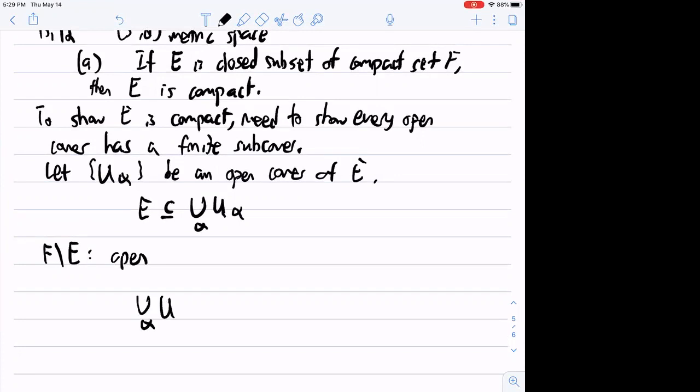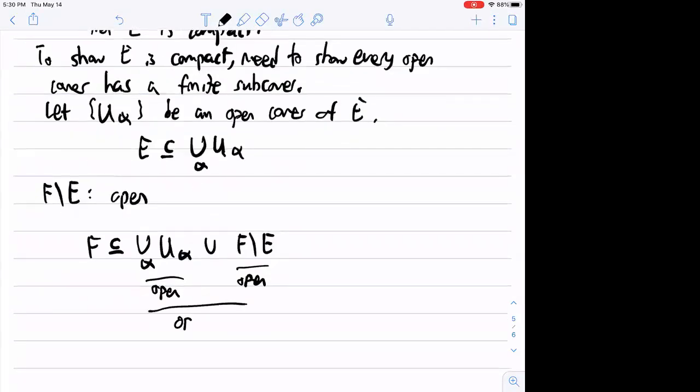The union of the U alpha, union F without E. This one covers E, and this thing is the set of points that are in F without E, right? So F is contained here. Agree? And this is open, because an arbitrary union of open sets is open, and this is a union of open sets. So this whole thing is open. So this is an open cover of F.